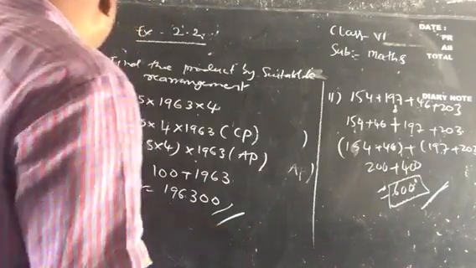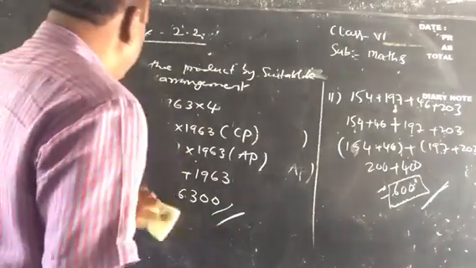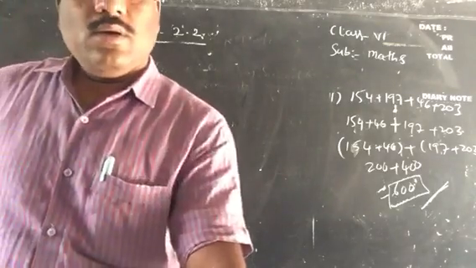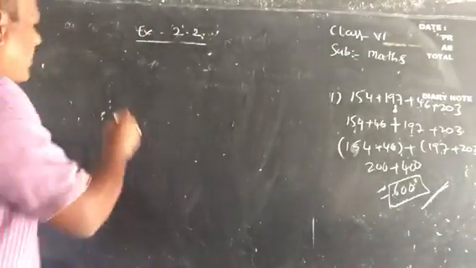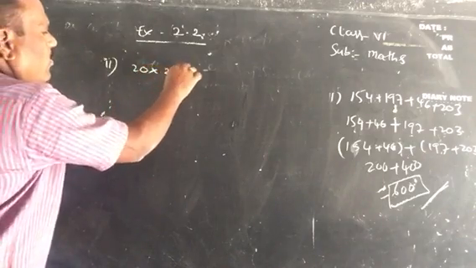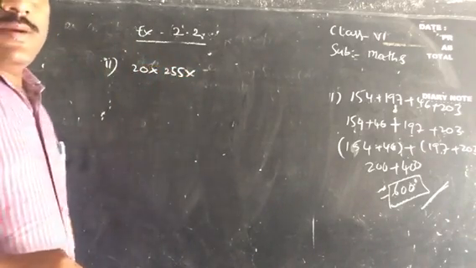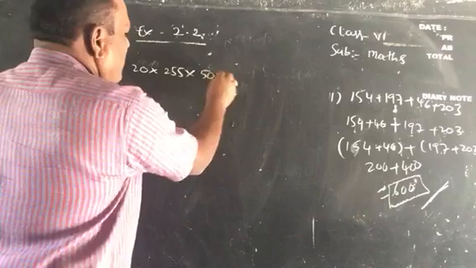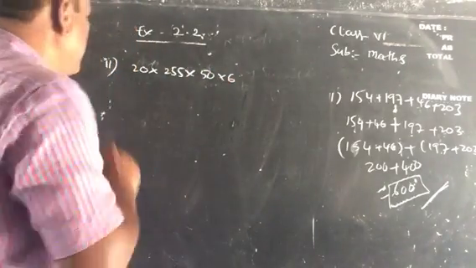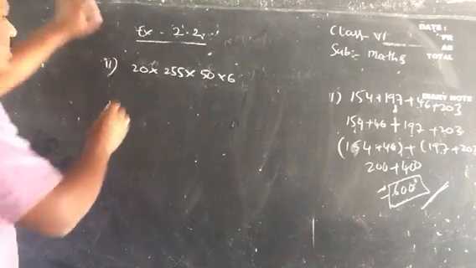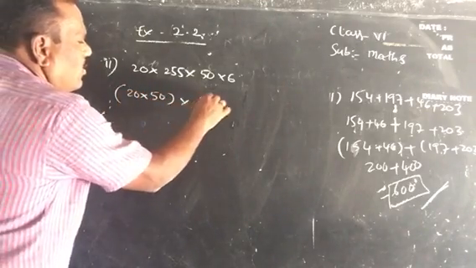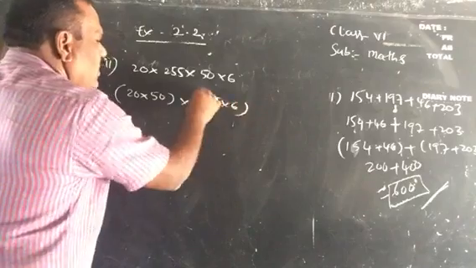And the second problem is 20 into 255 into 50 into 6, children. Now children, very clear here. So 20 into 50 you can take, and 255 into 6 you can write like this.